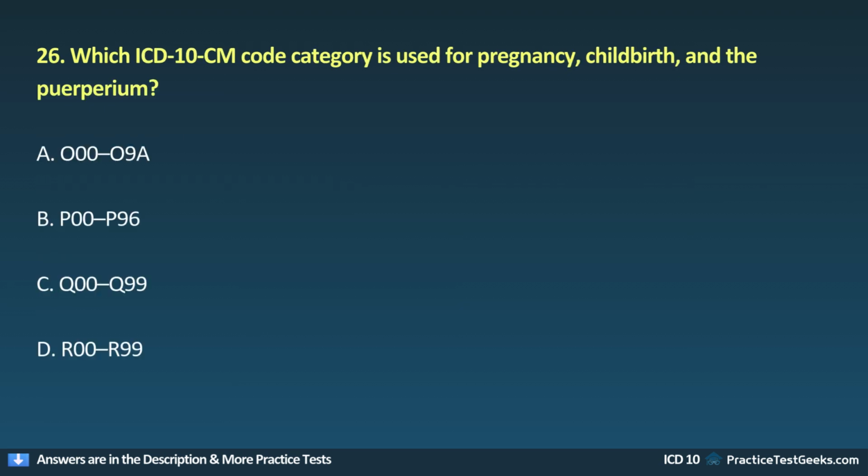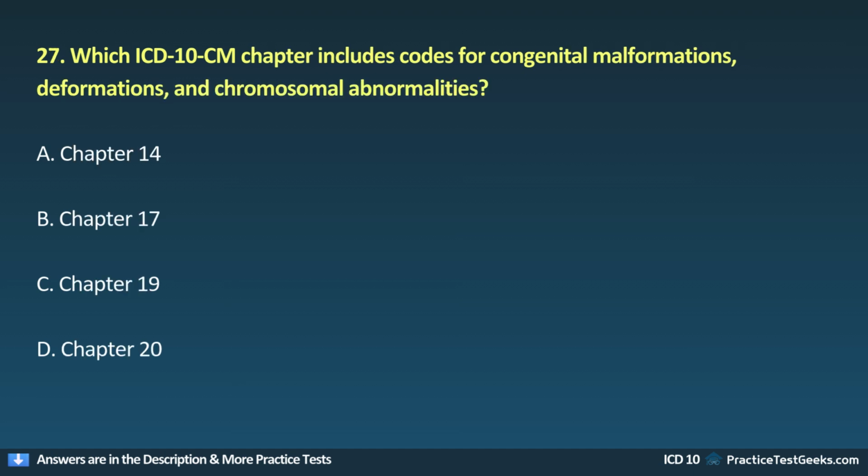26. Which ICD-10-CM code category is used for pregnancy, childbirth, and the puerperium? A. O00 to O9A. B. P00 to P96. C. Q00 to Q99. D. R00 to R99.